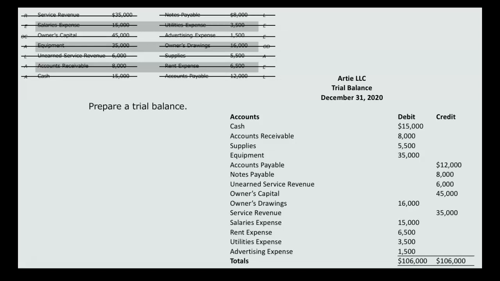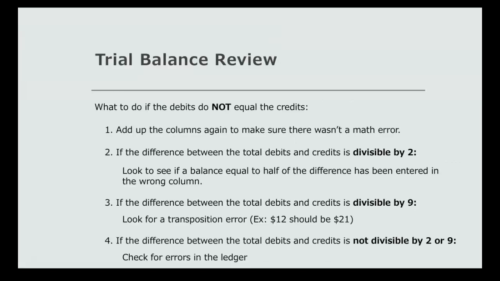So if none of those other tricks work, we need to look at the ledger or the T account for cash or accounts receivable or whatever accounts might be incorrect and try and find an error there. So those are the 4 steps in case your debits and credits don't equal.